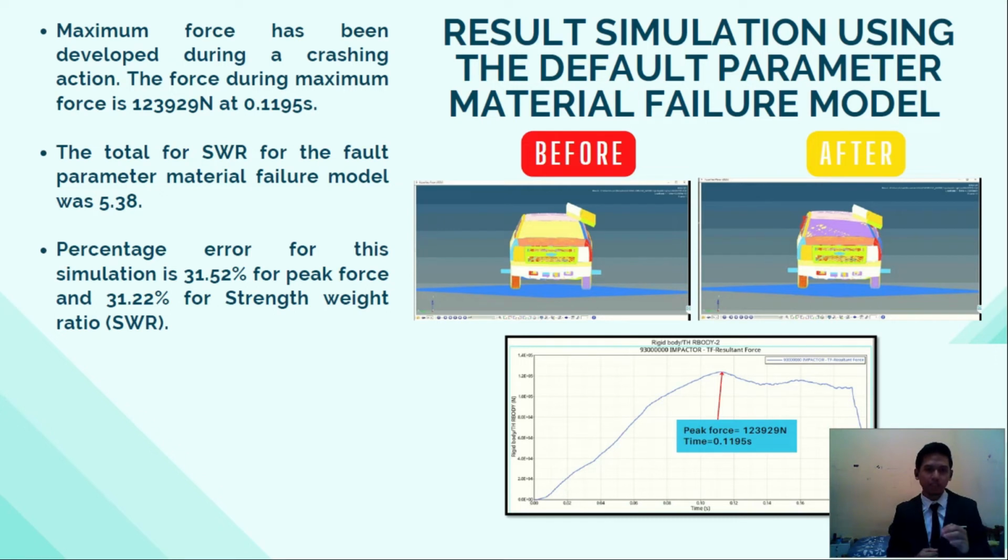Okay, actually this is far from the actual test, because you can see the percentage error is 31.52 for peak force and 31.22 for strength to weight ratio. Actually, the strength to weight ratio for this simulation is 5.38, after I calculate the SWR.